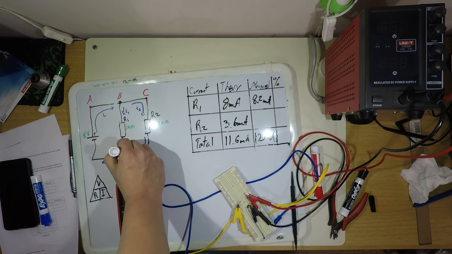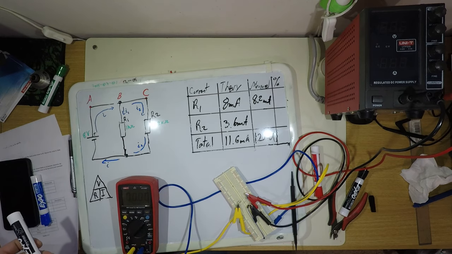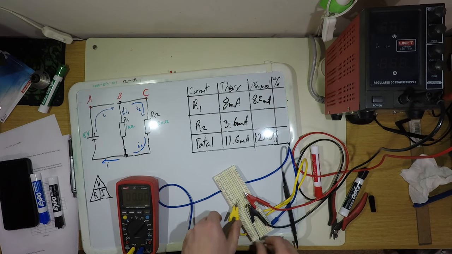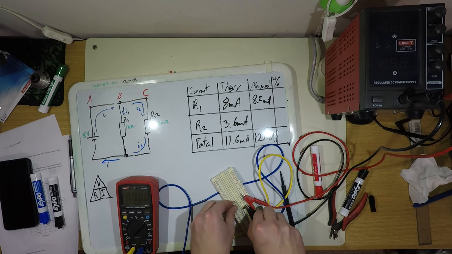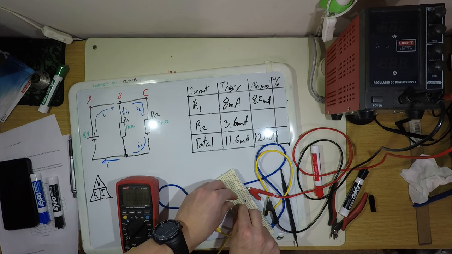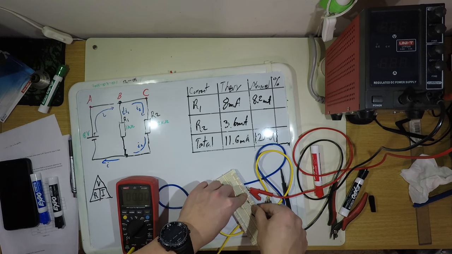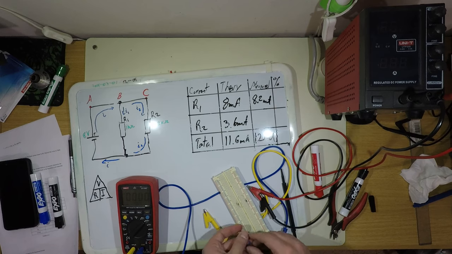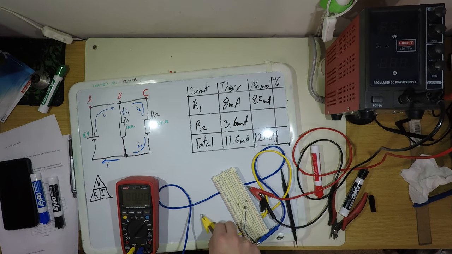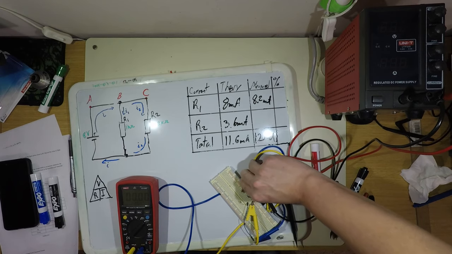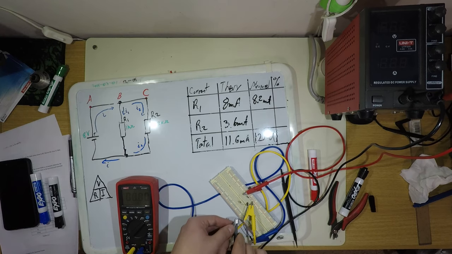I need a black one. Here we go. And the simpler way of doing this is to just build the circuit again. Now instead of that, we have this, and the yellow one connects to the lower end of R2. And the power supply connects to here. And this connects to this over here.